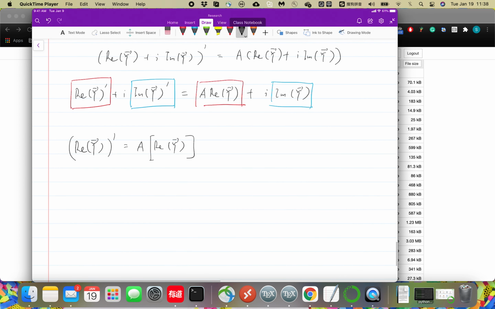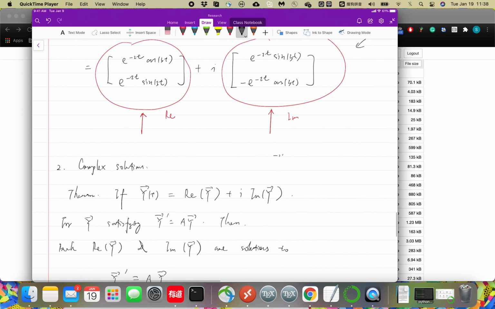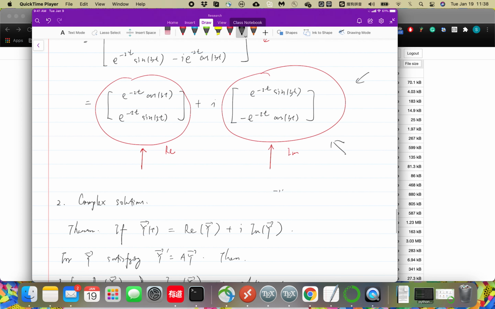Okay. Similarly, we have the imaginary part. So if you can write down the solution into a complex format, even though you only have one solution, which is a complex vector, actually you already have two, because the real one will satisfy the original differential equation, and the imaginary one will also satisfy the original equation.